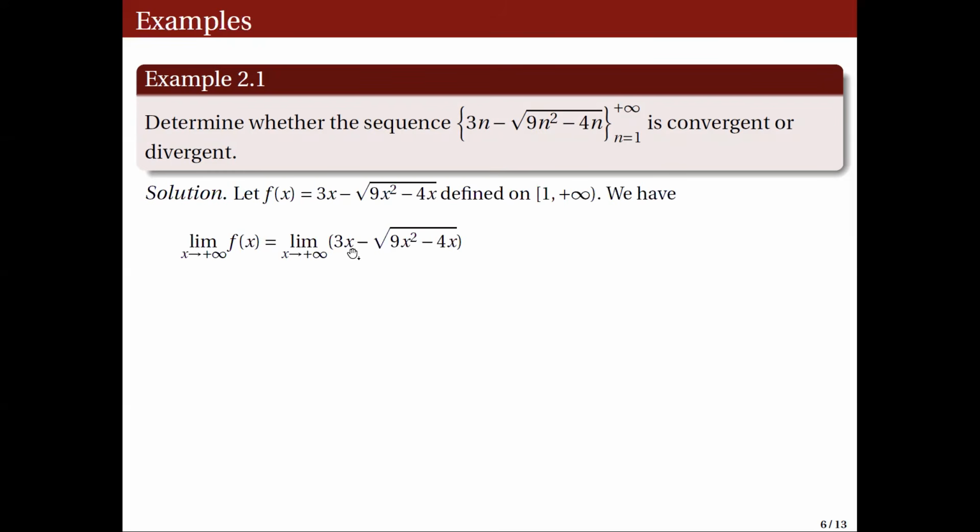And then as you can see here, the limit of 3x as x goes to positive infinity goes to infinity, and the limit of the square root of 9x squared minus 4x as x goes to positive infinity also goes to positive infinity as well. So we have an indeterminate form of infinity minus infinity. To find the limit of the given function with this indeterminate form, we have to rationalize the numerator.